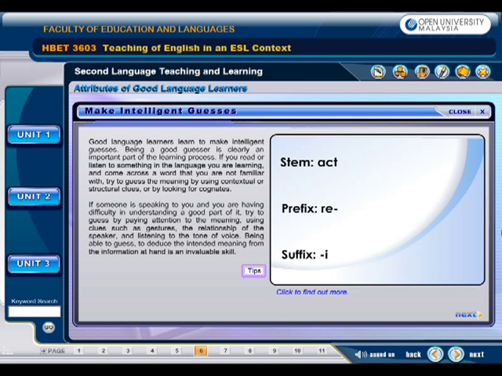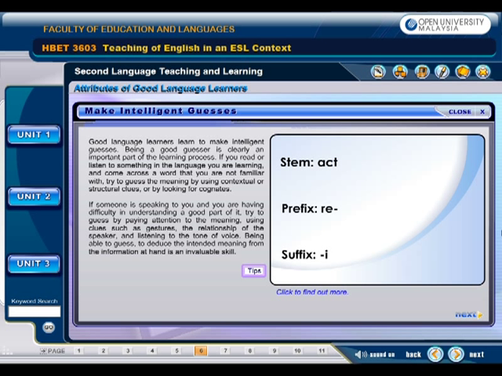Good language learners learn to make intelligent guesses. Being a good guesser is clearly an important part of the learning process. If you read or listen to something in the language you are learning and come across a word that you are not familiar with, try to guess the meaning by using contextual or structural clues or by looking for cognates.